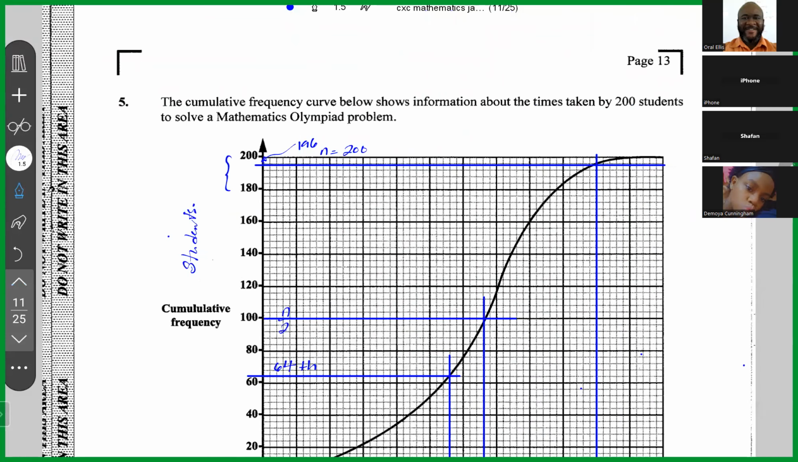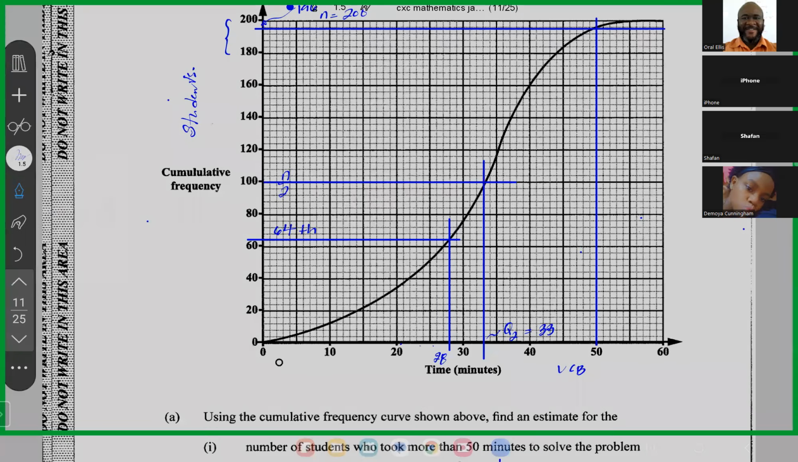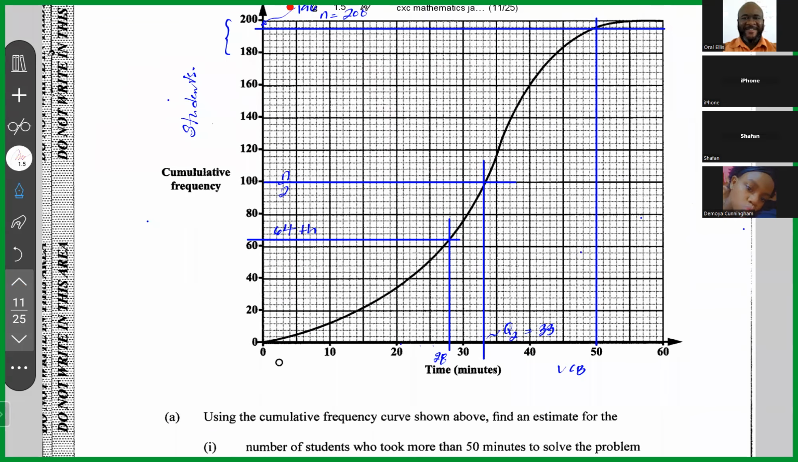Let's see if I can change the color here, because we have a lot of blue. All right, let's change it to red. So at 20.5, I'm going to go up. 20.5 is here. Somebody might say, sir, why 20.5? I'll tell you.